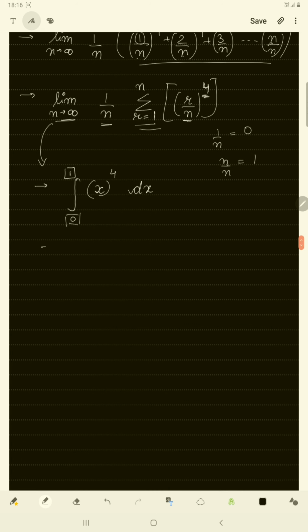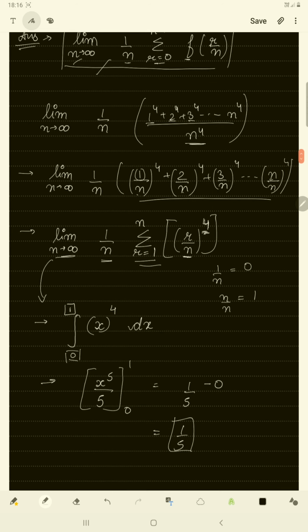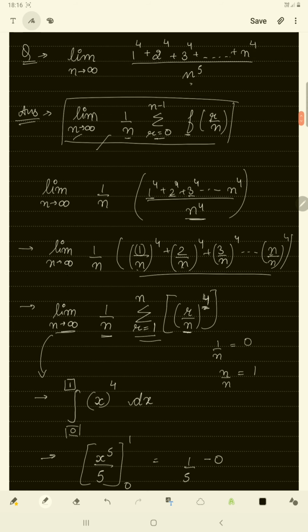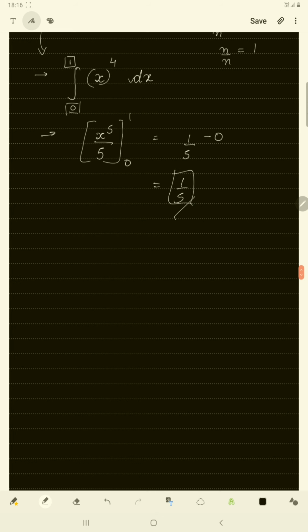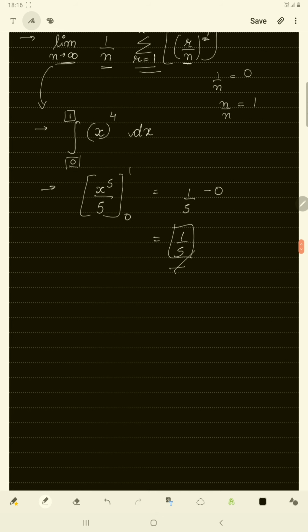Now solving this, the integration of x to the power 4 is x to the power 5 upon 5, and we just need to put the values over here. When we put 1, we have 1 by 5, and when we put 0, we have 0 over here, so the answer is 1 by 5. See, this is the answer to such a big problem, but these problems always have answers in a very short form. So this is the answer. Thanks for watching.